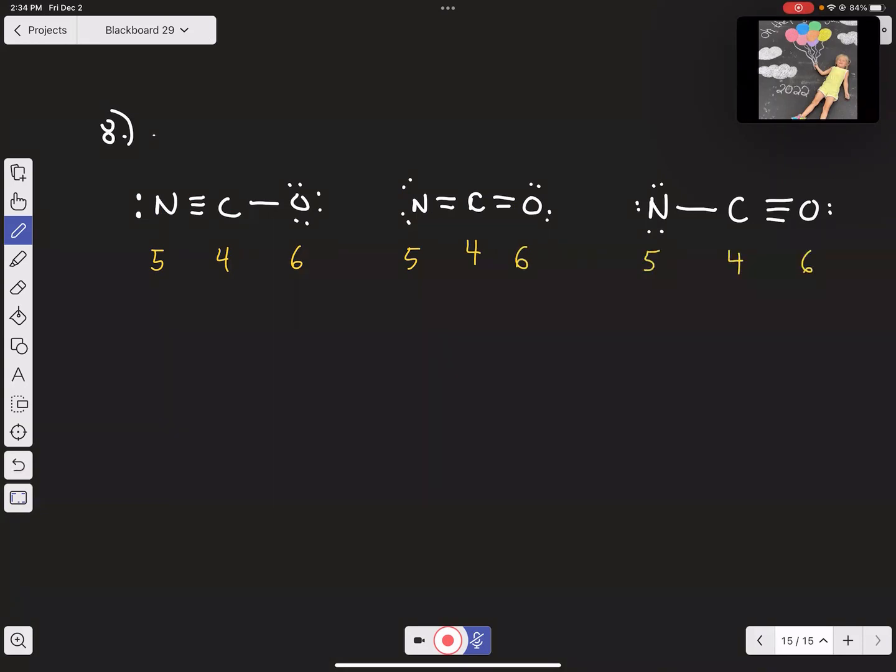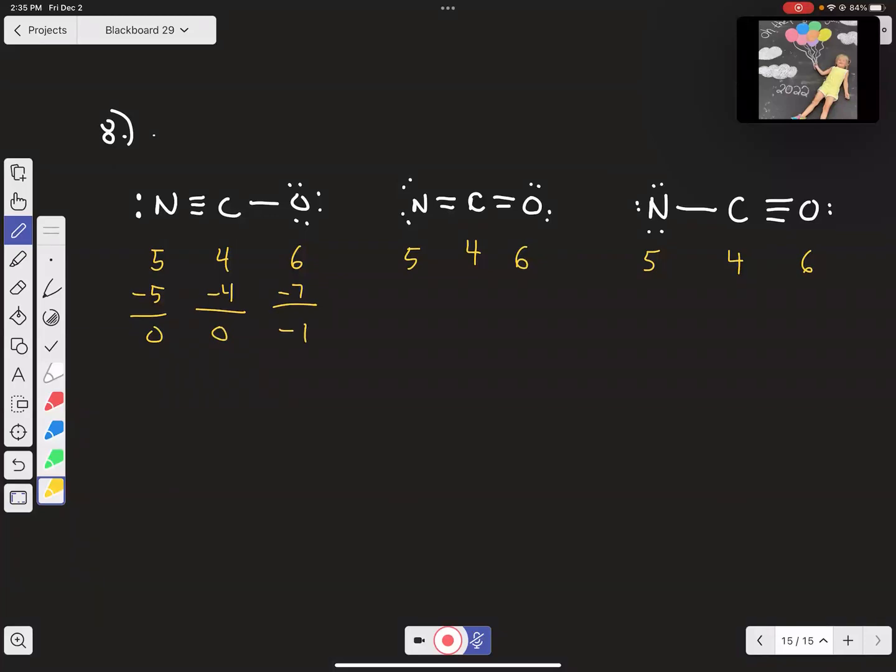And then next are assigned electrons. If we take a look at nitrogen in the first structure, we're going to have 5 assigned electrons: 1, 2, 3, 4, and 5. If we take a look at carbon, I've got 1, 2, 3, 4. And oxygen, I'm going to have 1, 2, 3, 4, 5, 6, and 7. So for this first one, 5 minus 5, 4 minus 4, 6 minus 7: neutral, neutral, and a -1 charge on our oxygen.